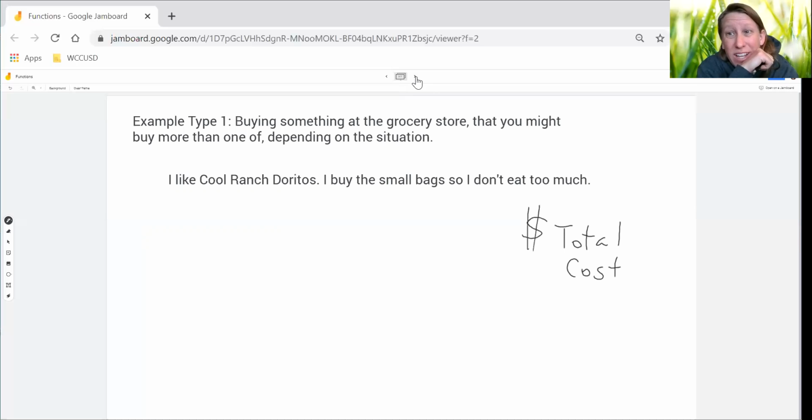What's the other thing that depends? Like, it depends on how hungry I am. It depends on how many weeks I want to shop for. It depends if there's a pandemic and I want to stock up. It depends if I'm having some friends over and we're all going to eat Cool Ranch Doritos. So the other variable in this situation is the number of bags of chips that I buy.